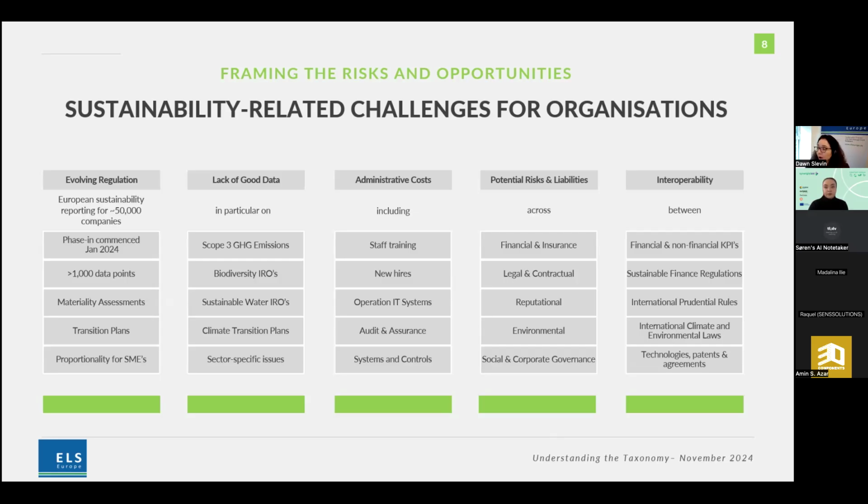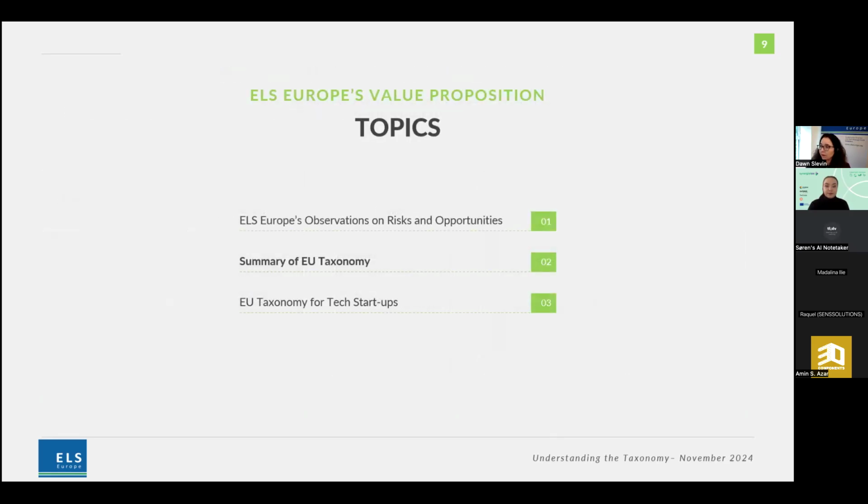Companies are grappling with administrative costs, staff training, understanding the new regulations, implementing their own internal requirements, audit assurance, their IT systems, evaluating potential risks and liabilities that are legal, contractual, reputational, etc. And also looking at the interoperability between financial and non-financial key performance indicators, the new regulations that are coming in within jurisdictions, and also how that applies to them globally, and technically on the ground as well for their operations, climate laws and environmental laws. So there's a lot that businesses have to grapple with to bed these requirements into their operations and procedures.